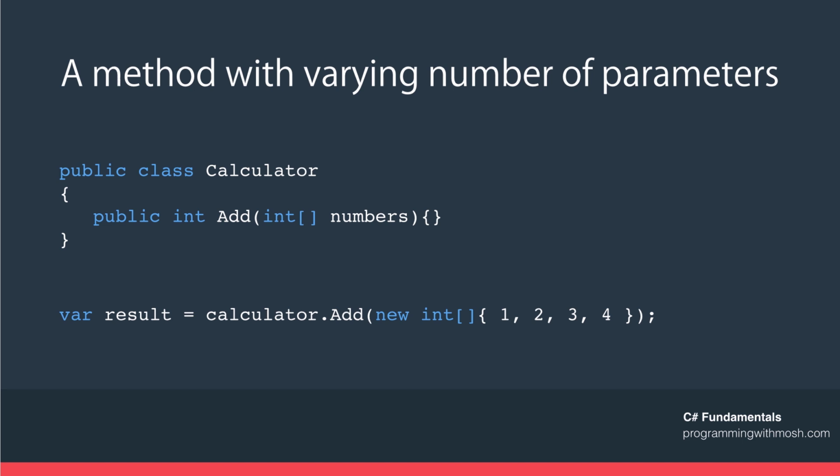And the problem is every time we want to pass a number of arguments to this add method, we have to create and initialize an array. So we have to use the new operator and the int array notation. It's not a big deal, but there is a simpler way to do that. And that's when we use the params modifier.